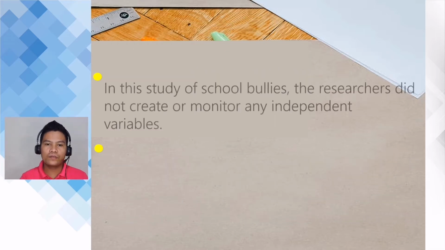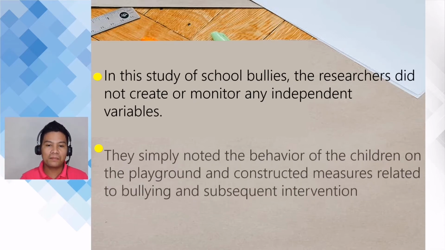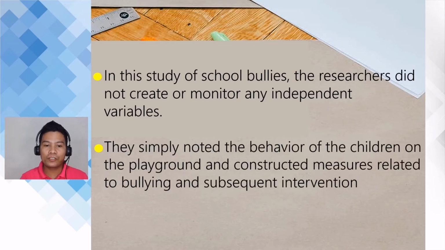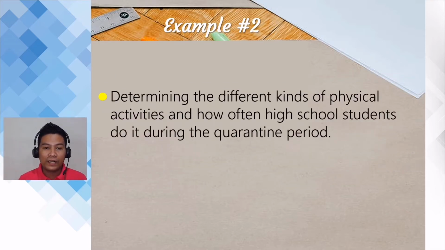In this study of school bullies, the researchers did not create or monitor any independent variables. They simply noted the behavior of the children on the playground and constructed measures related to bullying and subsequent intervention. Example number 2: determining the different kinds of physical activities and how often high school students do them during the quarantine period.